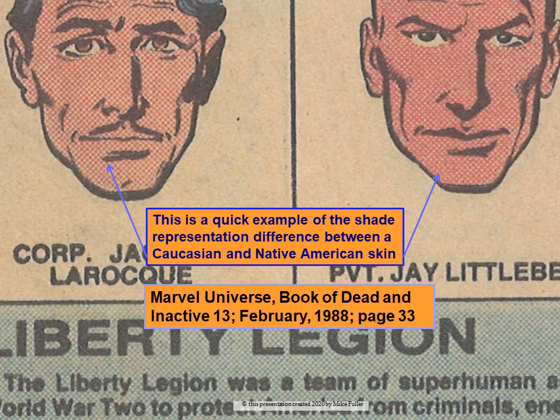This is a quick example of shade representation of the difference between Caucasian and Native American skin. On the left is the Caucasian skin of the small dots, and on the right the dots get bigger to indicate a Native American skin. This is from 1988, so they were still working with how to do it really well. At the bottom, you can see the blue dots in that background, making it a light blue.